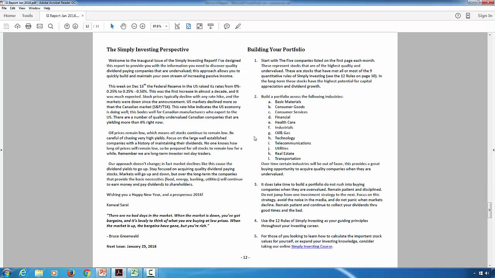On the next page, on the left-hand side, we have the Simply Investing perspective. So this is an area that allows me to communicate directly to our subscribers. I can tell you a little bit about where the markets are at, what has happened, and so this is a great place for me to communicate with you some ideas, thoughts that I have, and I can put them in here. On the right side, we have some other information about building your portfolio. And at the bottom left-hand corner here, this will identify when the next issue is coming up. So you want to keep an eye on that.